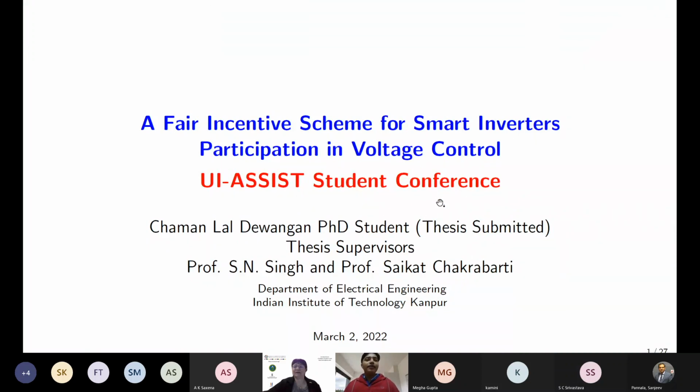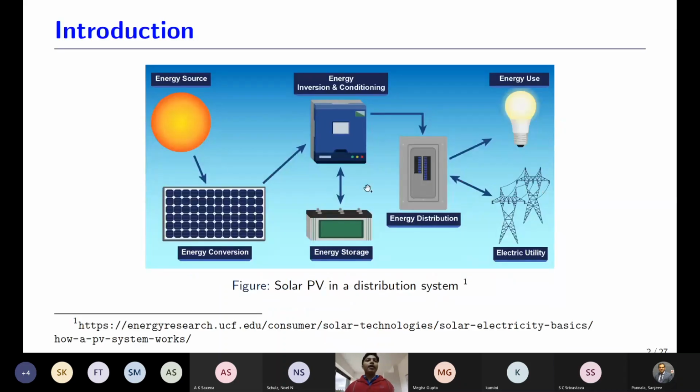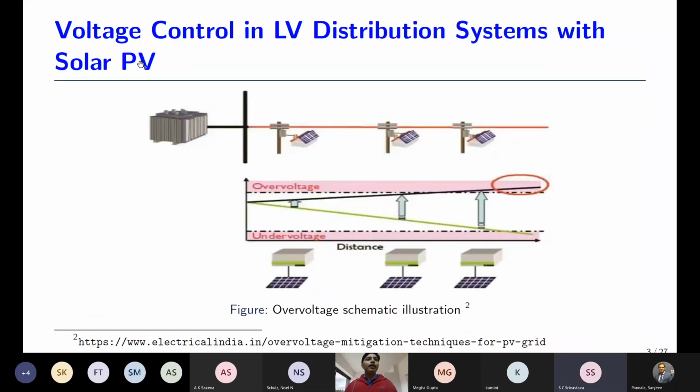Hi, everyone. I am Chaman Lal. I am a PhD student at IIT Kanpur, and today I am going to present. My topic of presentation is a fair incentive scheme for smart inverters participation in voltage control. My theme of research is grid connected solar PV. And here the problem I am taking is voltage control in low voltage distribution systems with solar PV.